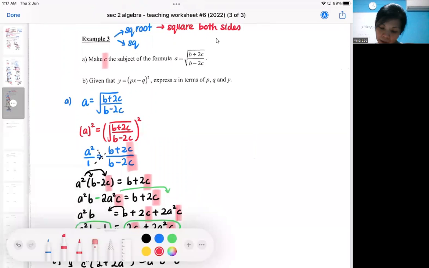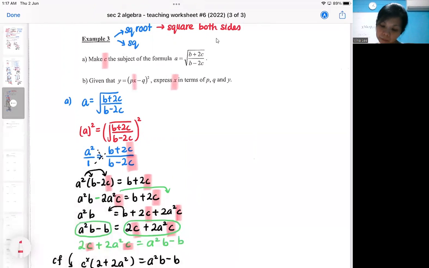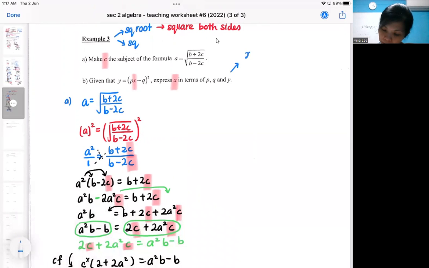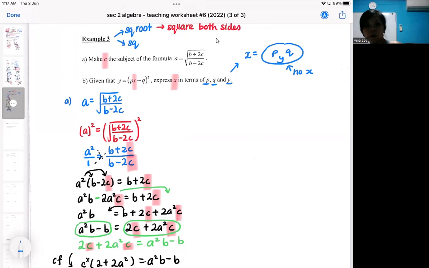So the next one, the subject is X. They say express X in terms of P, Q, Y. Some of you may not understand the meaning. That means X is equal to an expression where all the P, Q, and Y are inside. It's as good as making X the subject because you're not supposed to have X on the other side. You can only have P, Q, Y. You can have numbers with P, Q, Y. So it is the same idea as making X the subject.